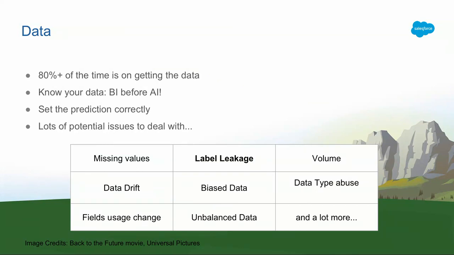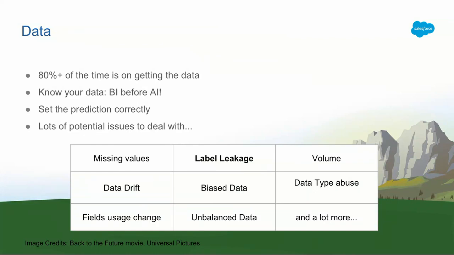You could also have unbalanced data. This is very common because oftentimes companies want to predict something that doesn't happen very often, right? So by definition, you'll have a lot of examples of what you don't care about and very few examples of what you care to predict. So there are techniques to take care of that.